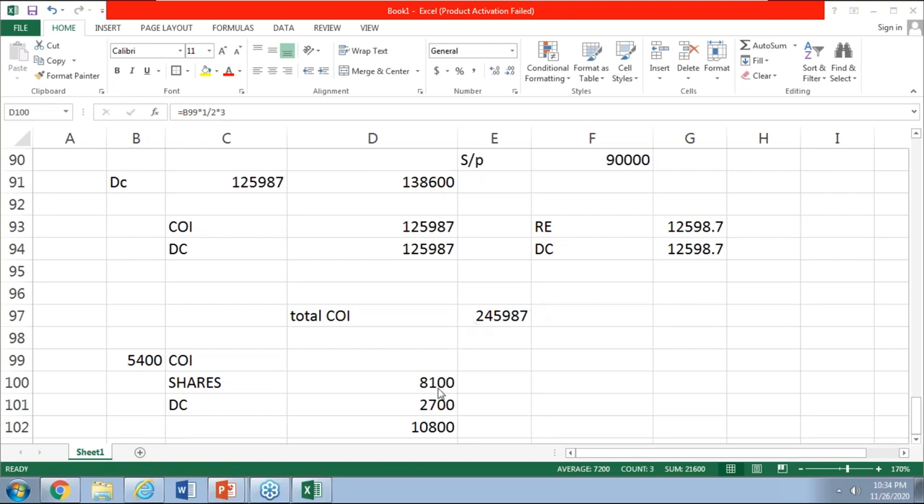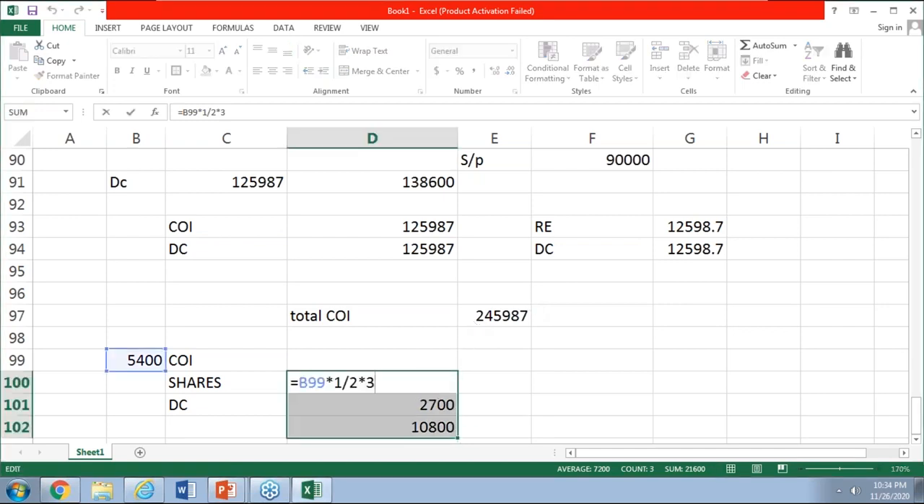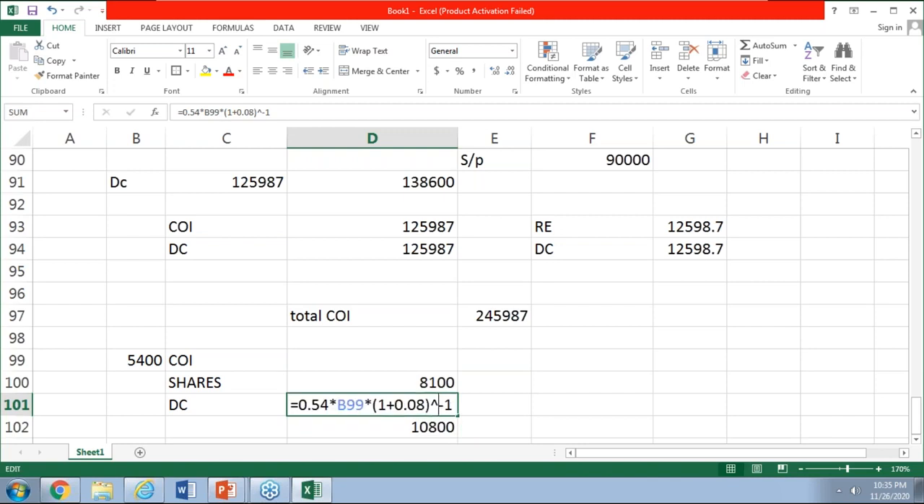8,100, repeat. We have acquired 5,400 shares of the subsidiary company, and we are issuing 1 share for every 2 shares held. So the fraction will be 1 upon 2. And each share of the parent company has a price of 3 rupees. So the final amount will be 8,100. 2,700 is the present value of the future cash flows that we are paying.